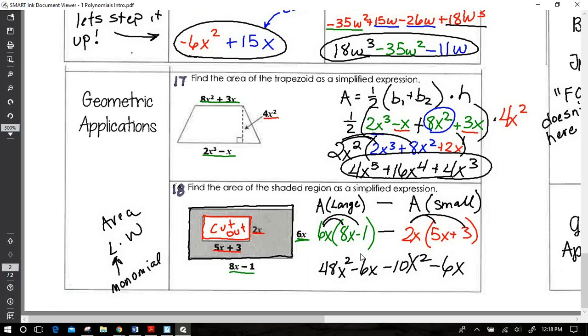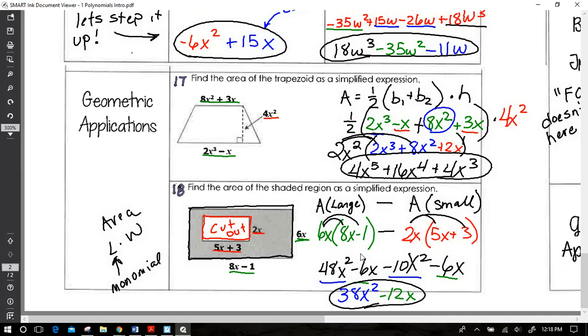And now, just like we did up above, I'm going to need to combine my like terms in my last step. So 48x squared minus 10x squared is 38x squared. Negative 6x is negative 12x. And that is our final answer.